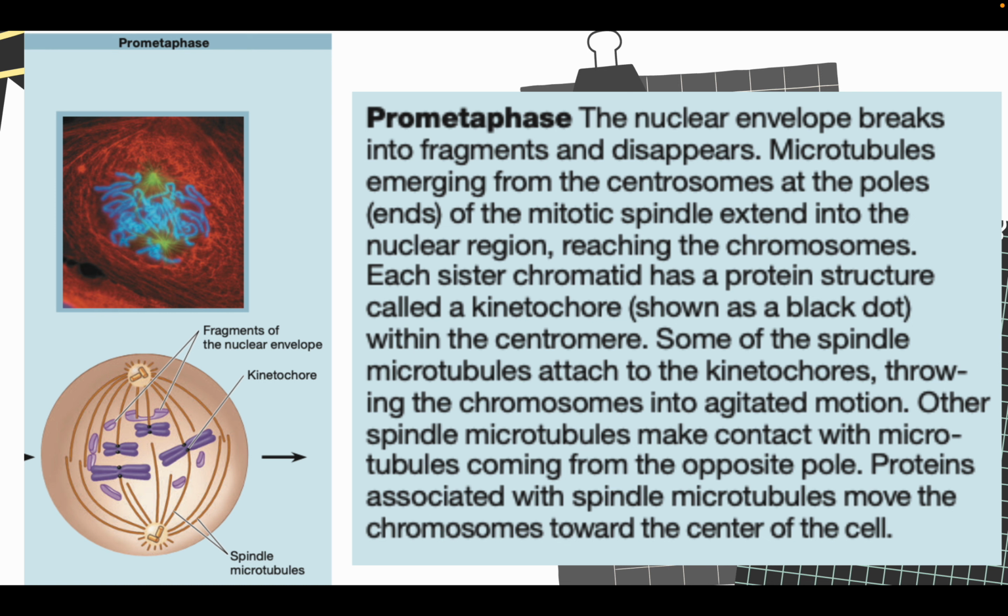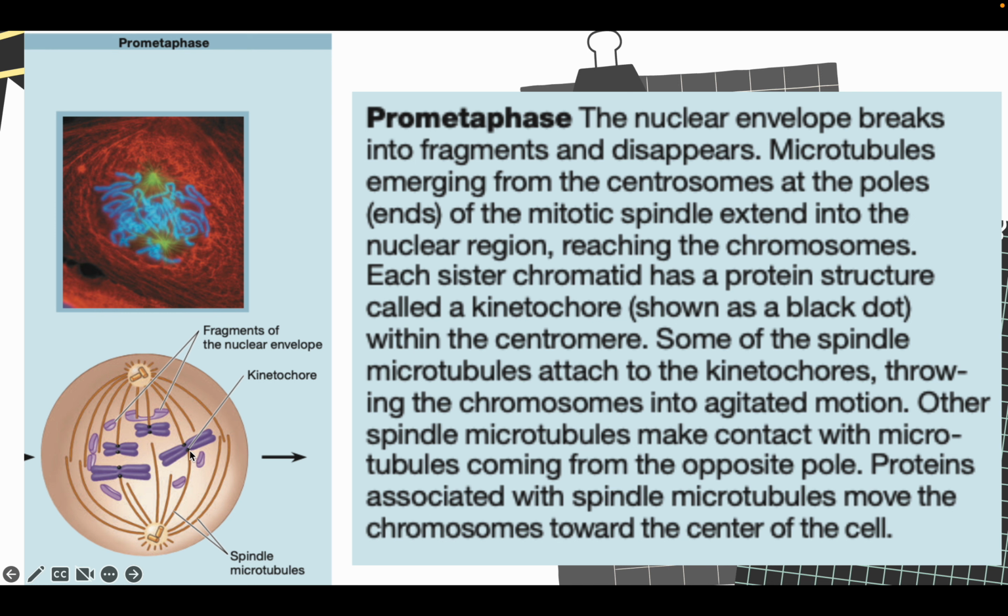The spindle microtubules reach out towards the center, where the genetic material or the chromosomes are, for the chromosomes to line up towards the center. Each chromosome has a special spot called the kinetochore that looks like a black dot. This is the kinetochore, the black dot.